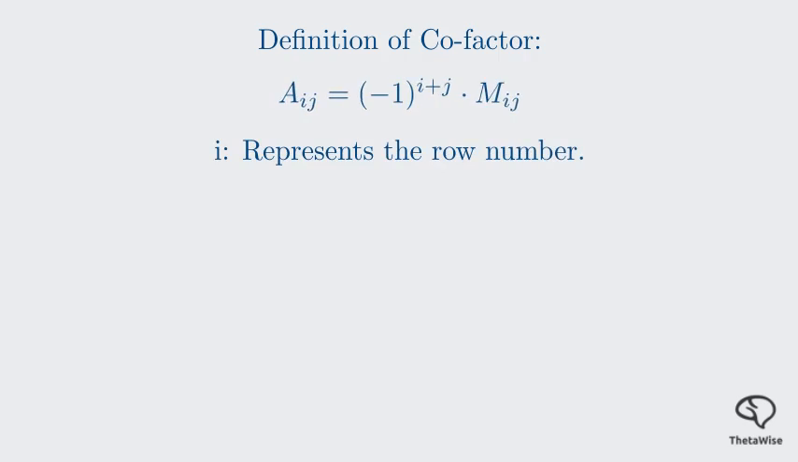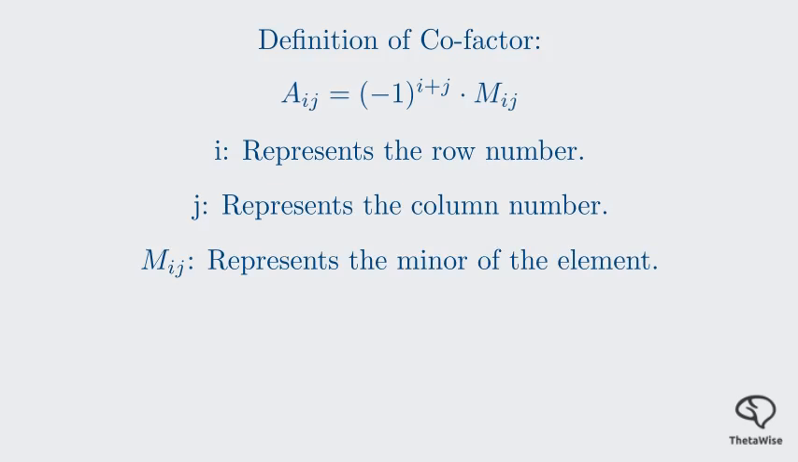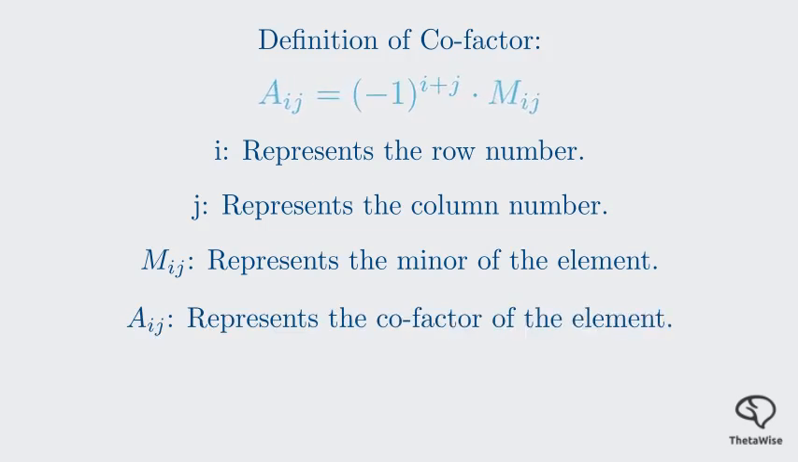First, i represents the row number of the element. Second, j represents the column number of the element. Third, M sub ij is the minor of the element at row i and column j. And finally, A sub ij is the cofactor of the element. Notice the term i plus j. This is key. The sign -1 to the power of i plus j generates the sign pattern we saw earlier.